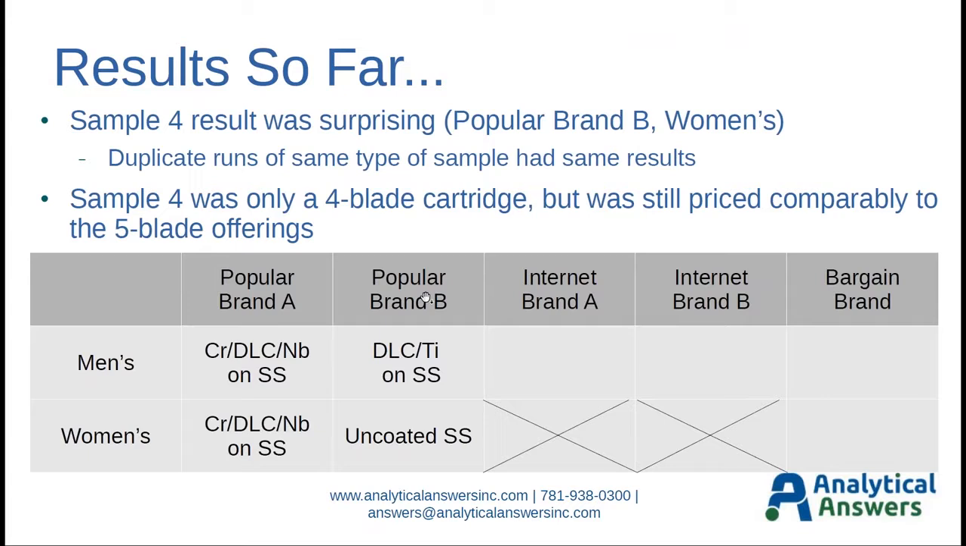So back to our summary of results. I found that very surprising on that fairly expensive blade, that it was just uncoated stainless steel. I thought maybe it was a fluke, so I actually reran that sample a couple of times and got the same result every time. It was only a 4-blade cartridge, but it was still priced comparably to the 5-blade offerings, and so maybe that makes all the difference. But again, it was still an expensive cartridge, and so I was a little surprised that it was just uncoated stainless steel with simply its native passivation on it.